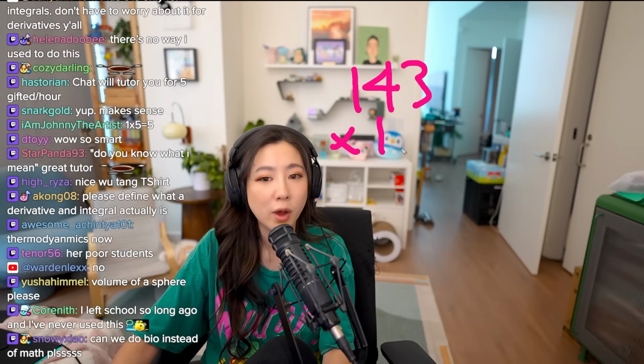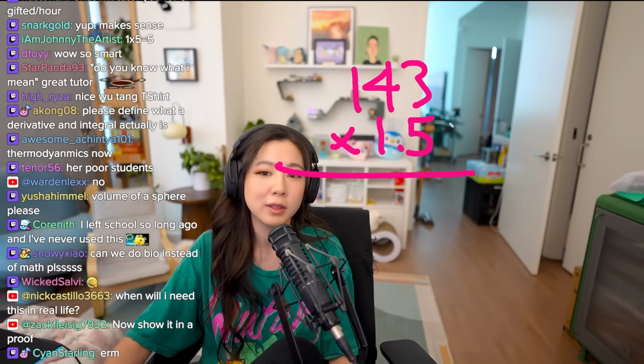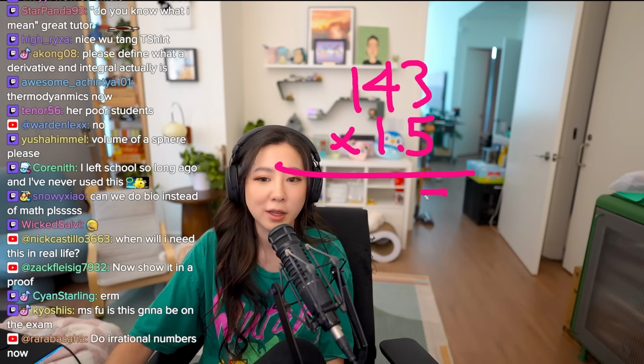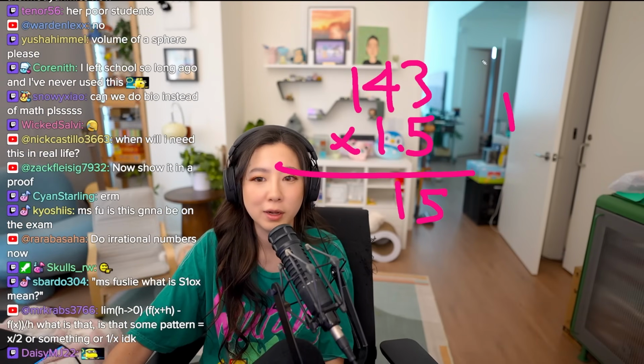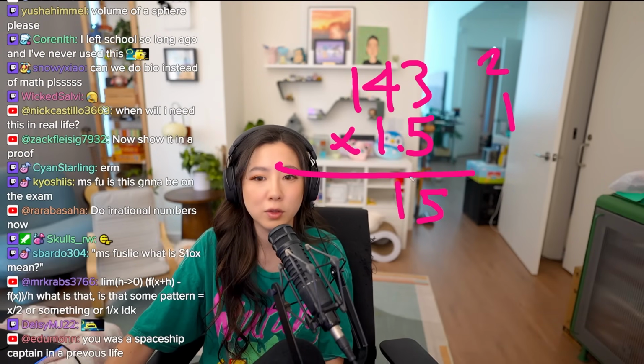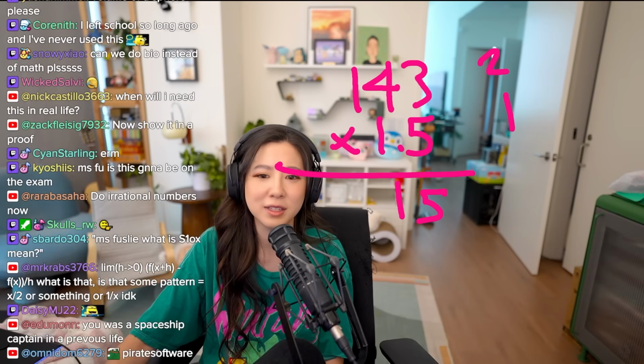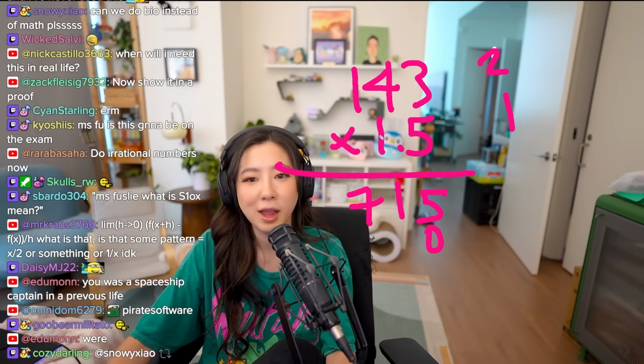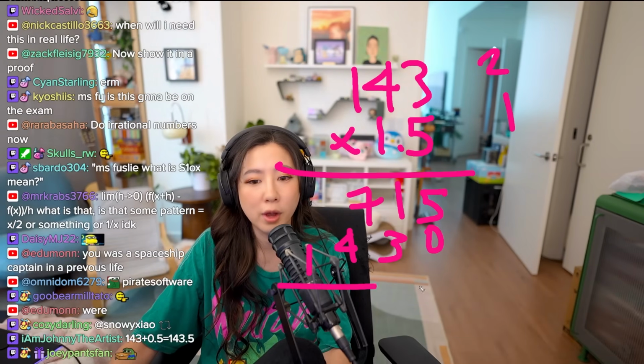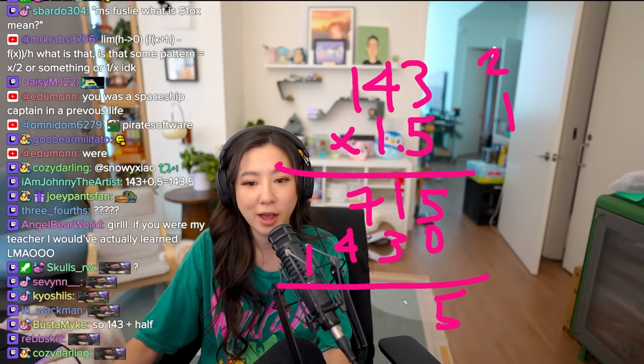143 times 1.5. Okay, so I can do it now. What you do is 5 times 3, 15, carry the 2. 5 times 4 is 20, plus 2 is 22. Then it's 0. And then you go 3, 4, 1. And then you add it together and it's 5, 4.